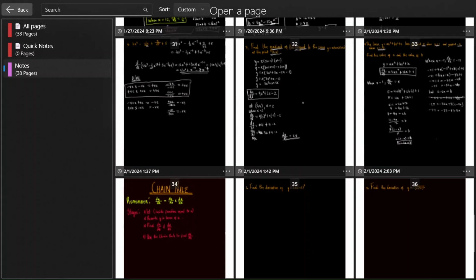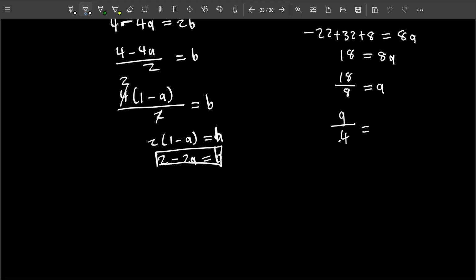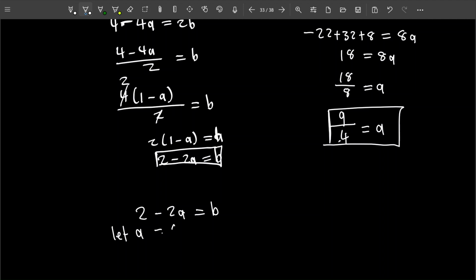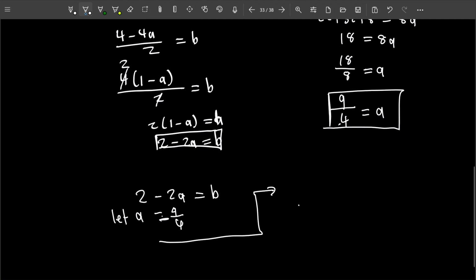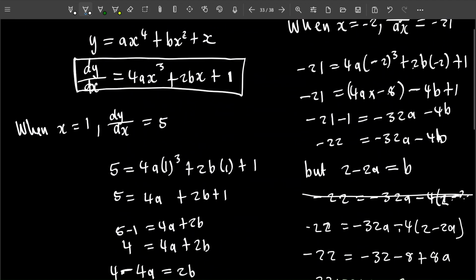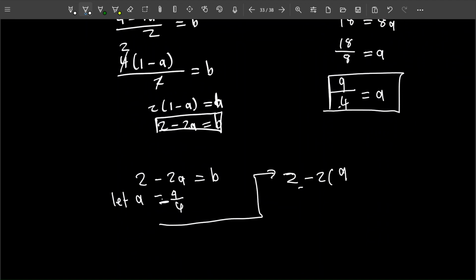Okay, maybe let me go and finish. We are here, and we say 9 over 4 is equal to a. We've gotten our a. But remember we said 2 minus 2a is equal to b. So we can now say, let a be equal to 9 over 4. So we can now say in the bottom, I'll say 2 minus 2 by 9 over 4. Okay, almost done, sorry. 2 minus 2 by 9 over 4 is equal to b.